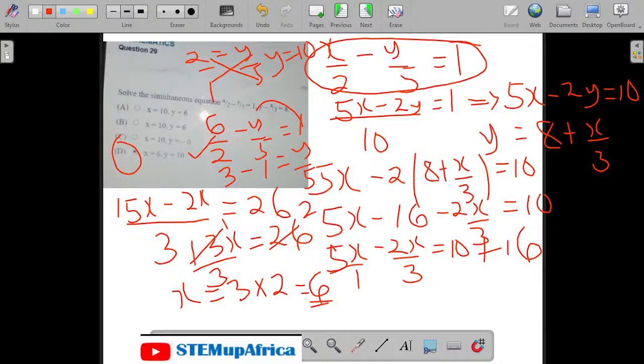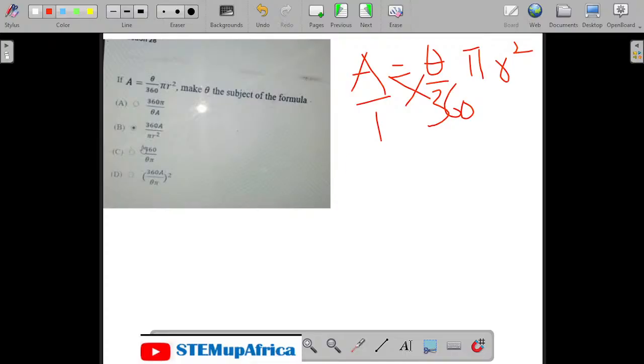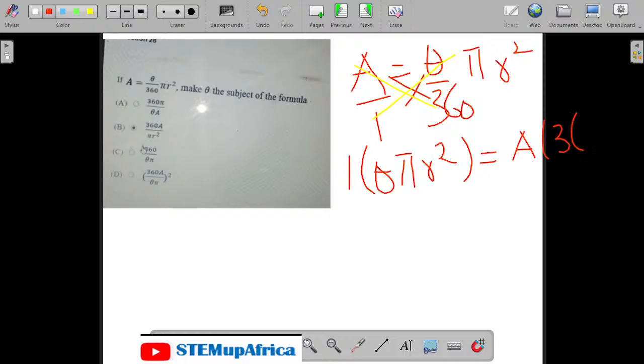So let's go to the next question. Now you say A equals theta over 360 pi radius squared, make theta the subject of the formula. We are given A is equal to theta over 360 pi radius squared. This formula is for the area of a sector. So we are asked to make theta the subject of the formula. All I need to do is to put over 1 and cross multiply. So I'm going to have 1 bracket theta pi radius squared, because everything here will come here, everything will go here, is equal to A bracket 360.